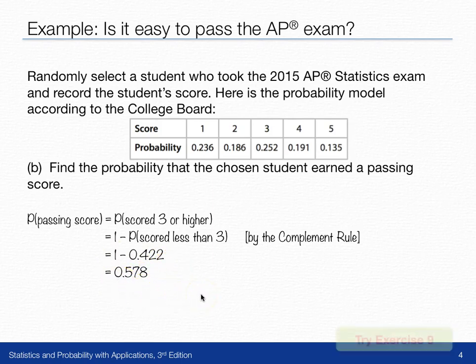If you'd like to try a problem like this in your textbook, you can try exercise 9 in this section.